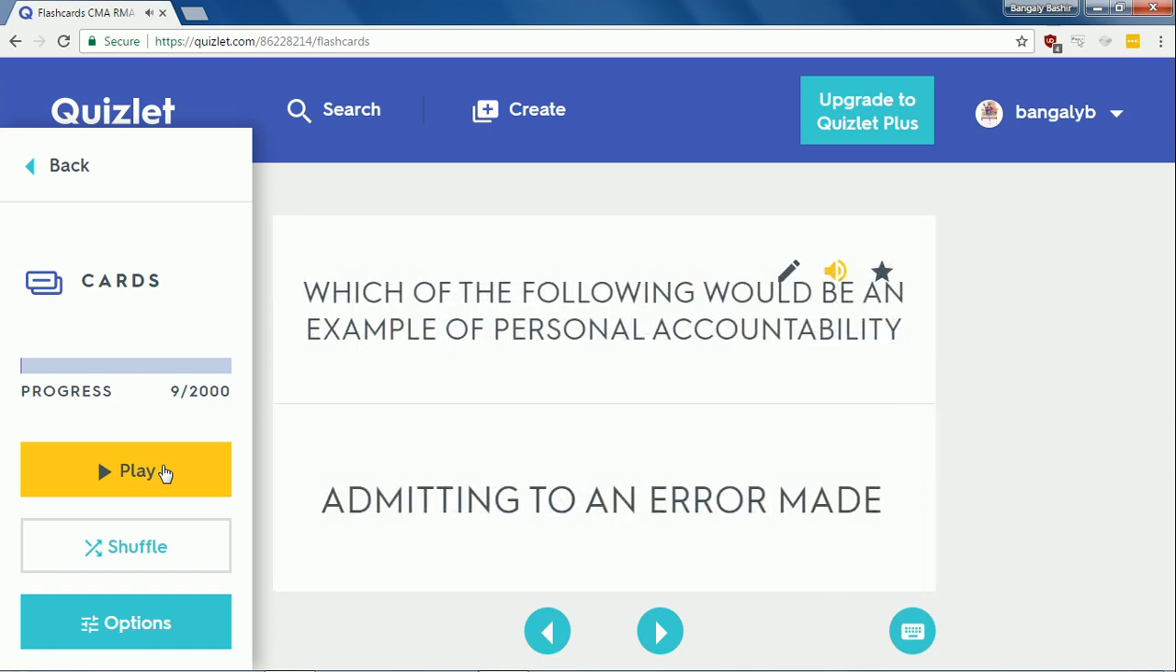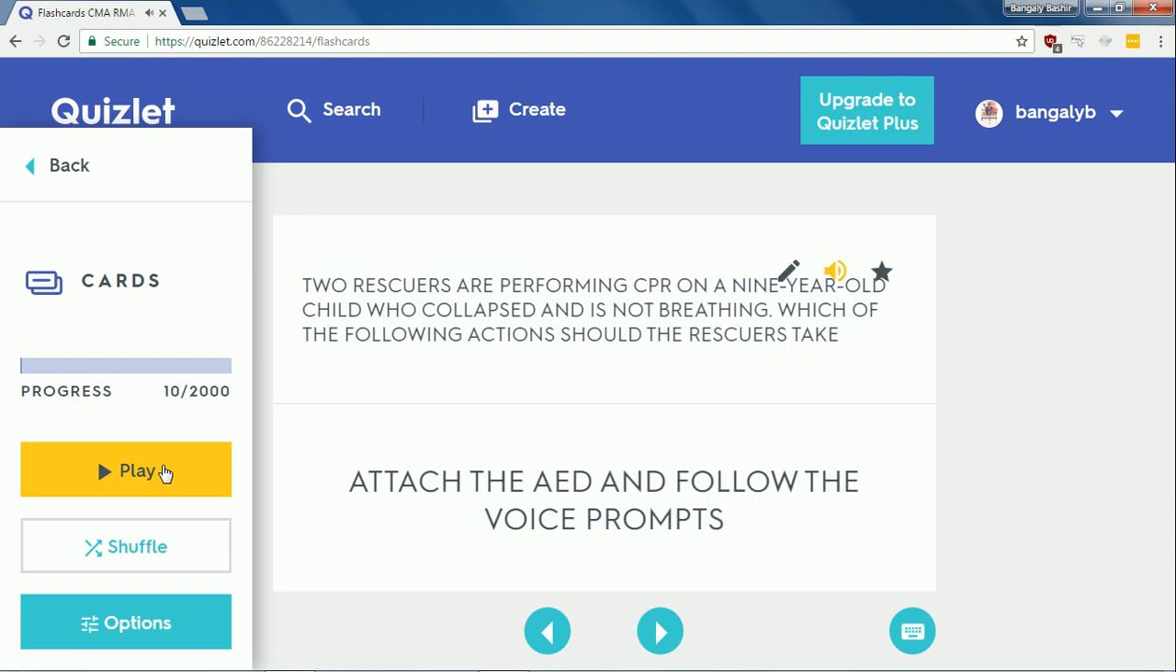Which of the following would be an example of personal accountability? Admitting to an error made. Two rescuers are performing CPR on a 9-year-old child who collapsed and is not breathing. Which of the following actions should the rescuers take? Attach the AED and follow the voice prompts.